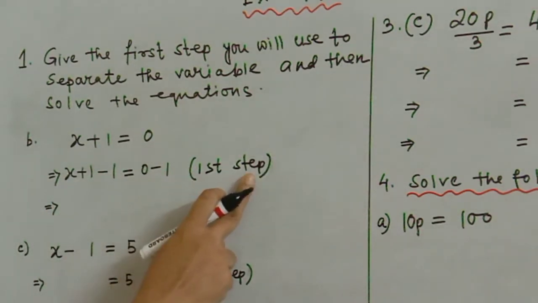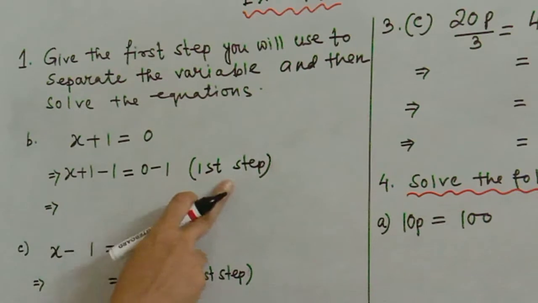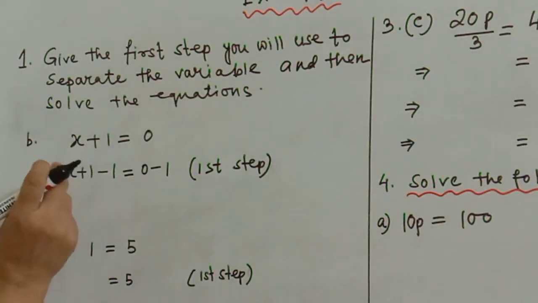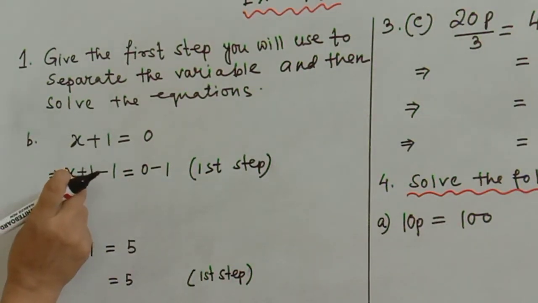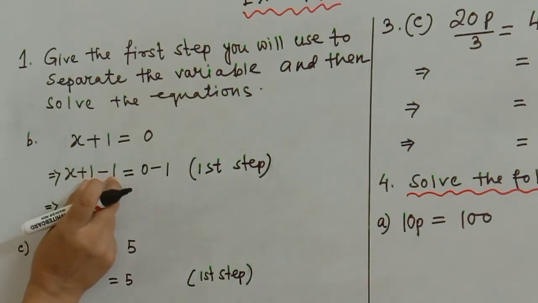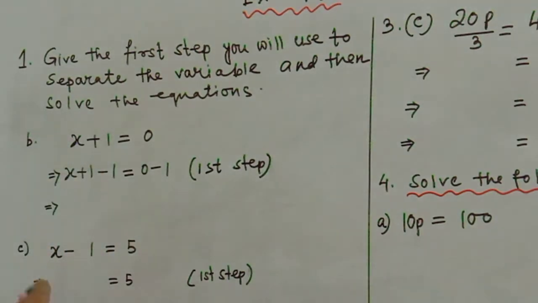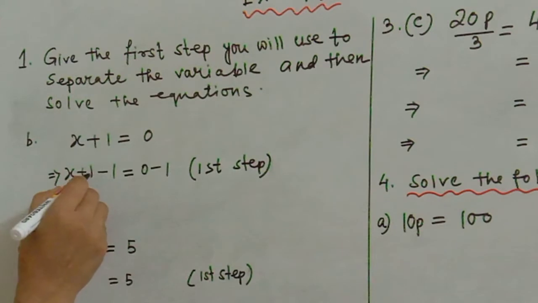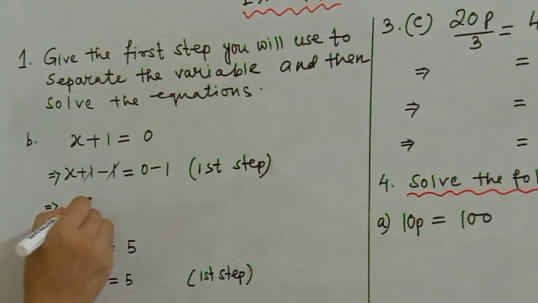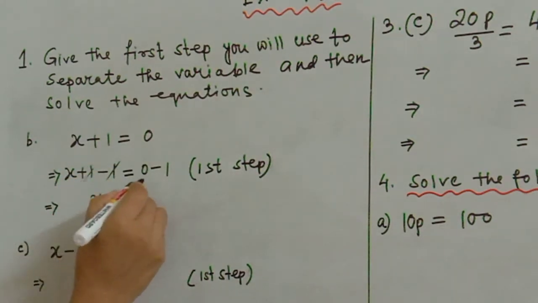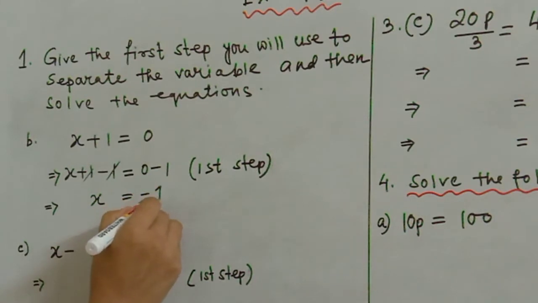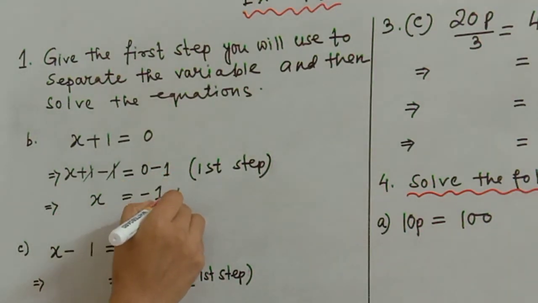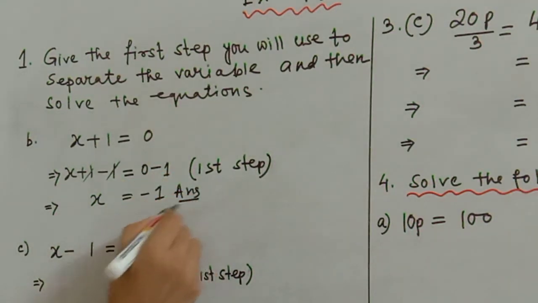So it is the first step to separate the variable. I want to find the value of x, that is the variable. So to separate the variable, I want to remove the constant number from the left hand side. Now plus 1 and minus 1 will cancel, and therefore the value of x is equal to 0 minus 1, that is minus 1, and this is the answer.